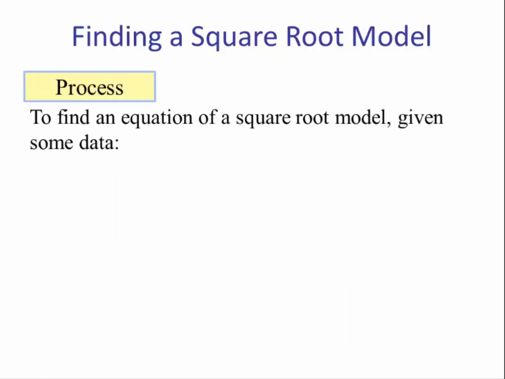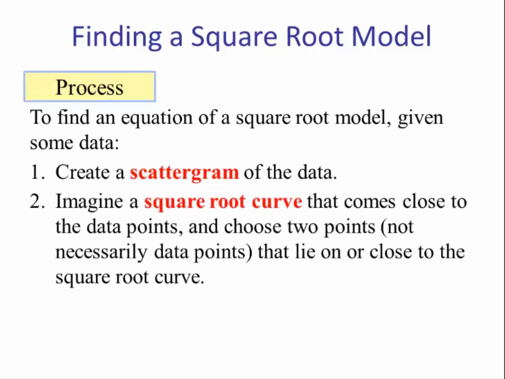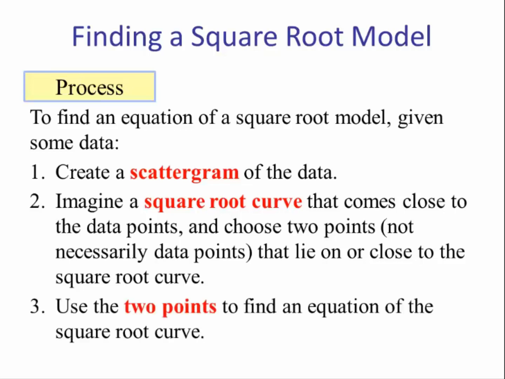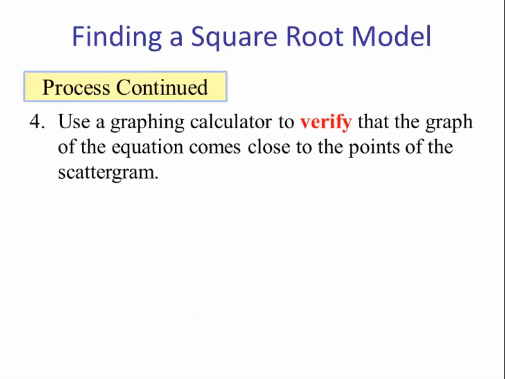Process. To find an equation of a square root model given some data. Number 1, create a scattergram of the data. Number 2, imagine the square root curve that comes close to the data points and choose 2 points, and they don't have to be data points, that lie on or close to the square root curve. Then use those 2 points to find the equation of the square root curve. And number 4, use a graphing calculator to verify that the graph of the equation comes close to the points, and does that model make sense in the terms of the situation.